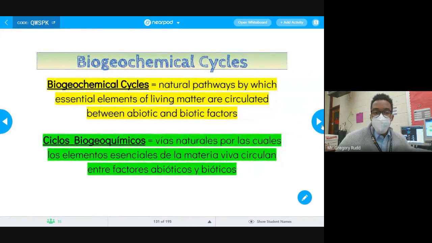Okay. All right, so here's the first definition that I would love for you all to write down. This is the definition we're going to go with. Somebody came really, really close to this, but we had a really good definition. Biogeochemical cycles are natural pathways by which essential elements of living matter are circulated between abiotic and biotic factors.